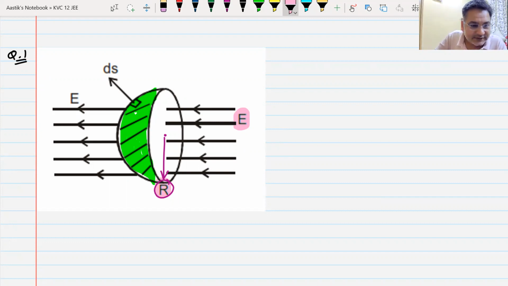How did you get this answer? So electric field, yes, electric field is E, I can see that. And you got the answer as E into 2 pi R square. So basically, you are getting the same answer as this.